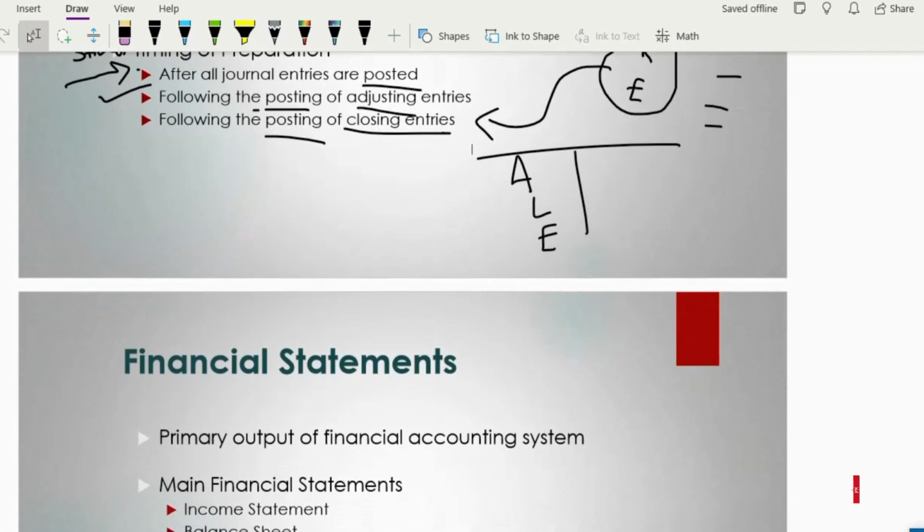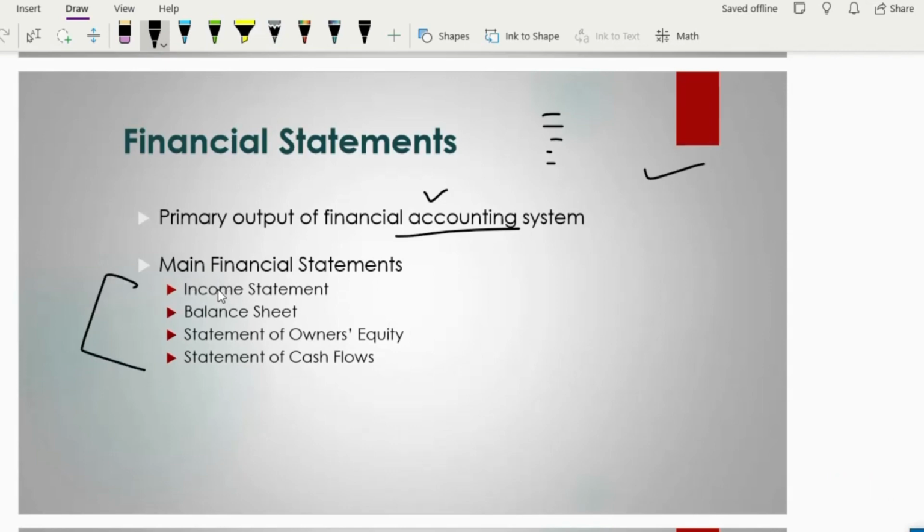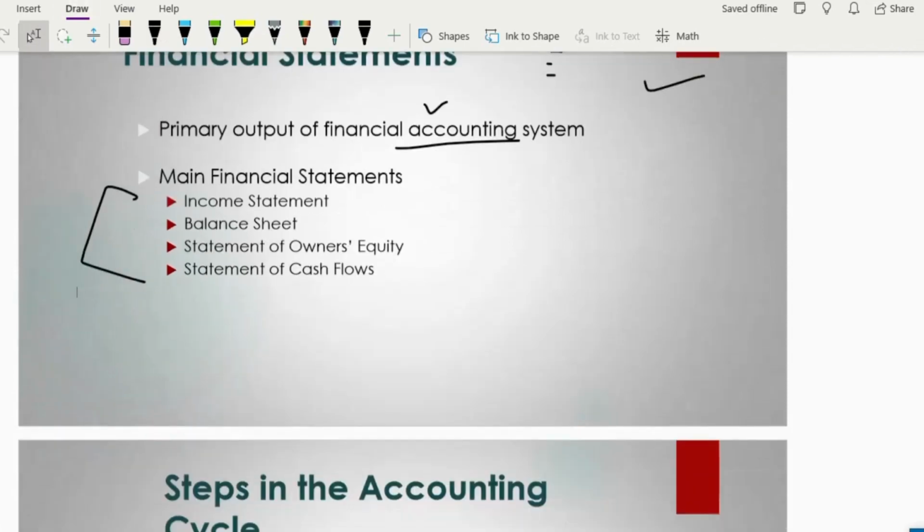Moving on towards what are the financial statements. So financial statements are basically the final output of the accounting information system, because we keep on entering the data and the result which we want is the preparation of the financial statements. So 4 main statements are required: income statement, balance sheet, owner's equity statement, and the statement of cash flow.